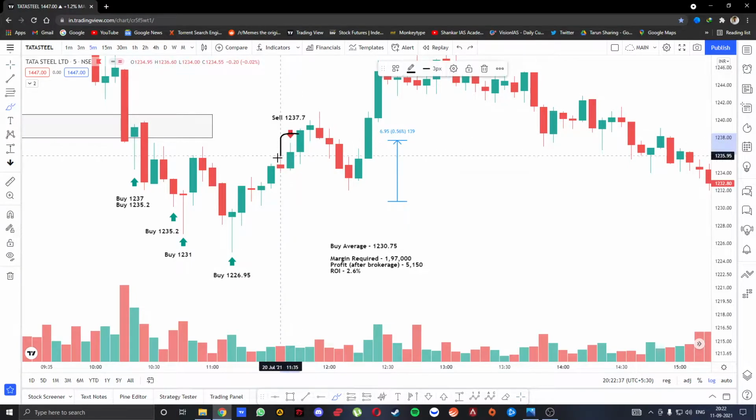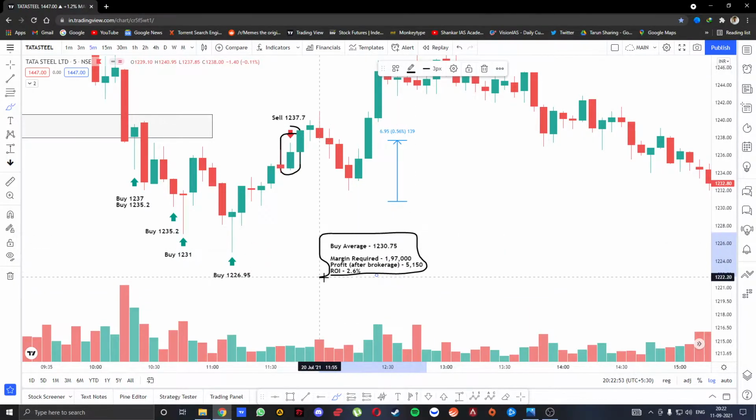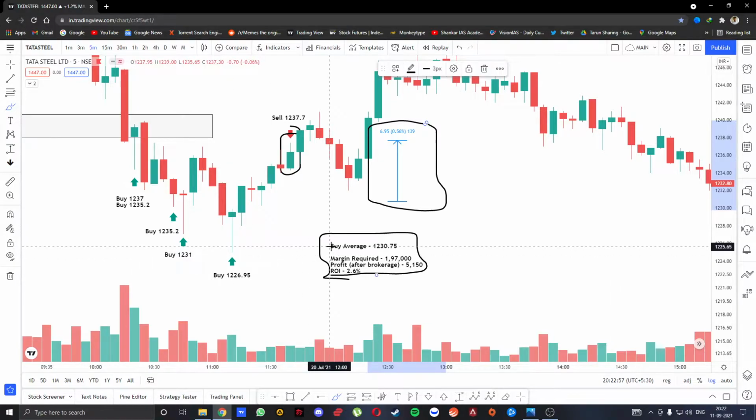I exited at these levels. So the buy average was around 1230.75 and margin required was around 2 lakhs. Profit after brokerage was 5,150. ROI 2.6%. On the trade, it went up 0.56%. Now the position size got big, so I exited just here.